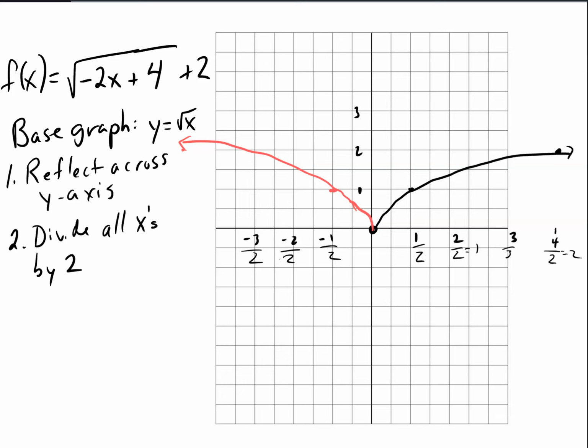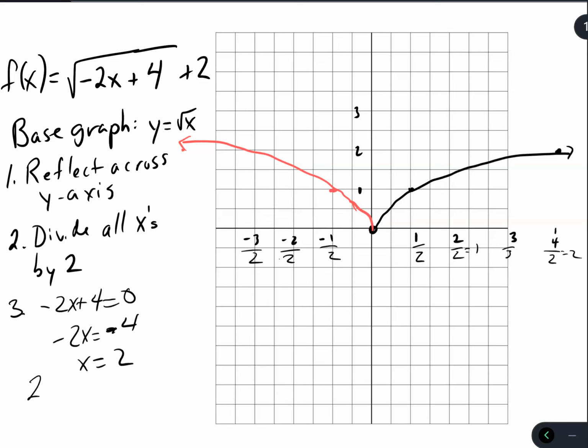The next thing we see is this plus 4. We're going to do some sort of a horizontal shift. The easy way to do that is to set the inside equal to 0, what's inside the function, and solve for x. We get x is equal to 2. Since the number is positive, it goes to the right. So we're going to go 2 units to the right. I should write shift 2 units to the right.